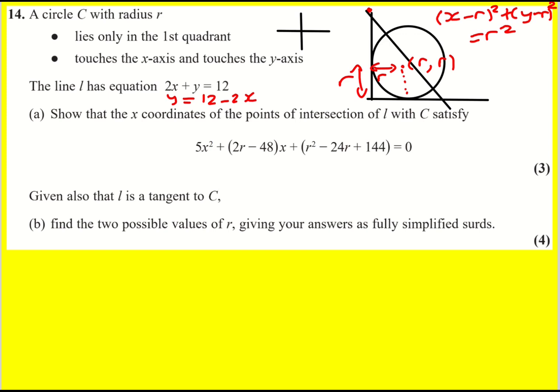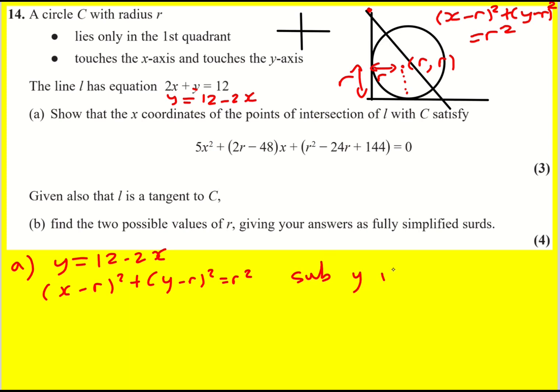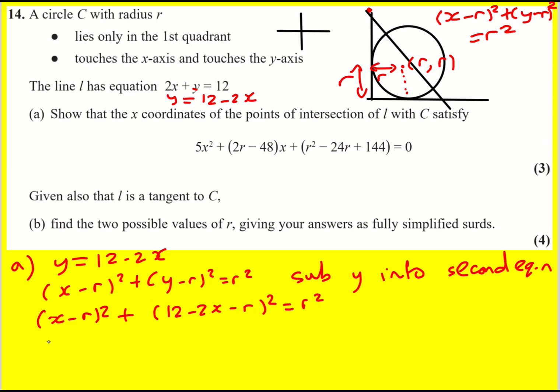Now, if we want to find the points of intersection, because in the final answer there's an x and an r, we can sub in for y. So I've rearranged it. So let me just write them both down. y equals 12 minus 2x, and (x minus r) squared plus (y minus r) squared equals r squared. Okay, sub y into the second equation. So then we will get (x minus r) squared plus (12 minus 2x minus r) squared equals r squared.